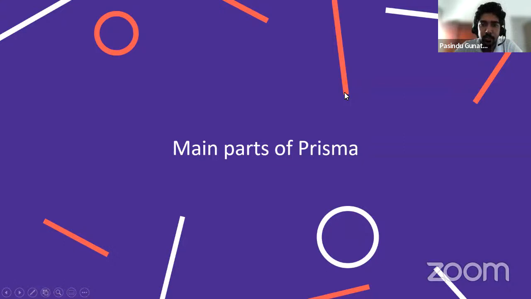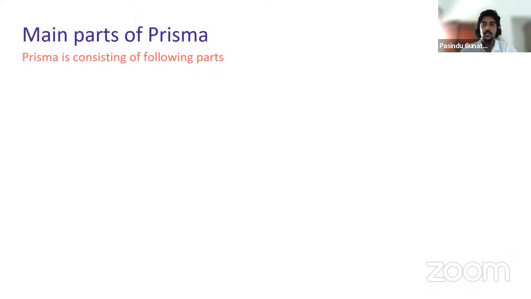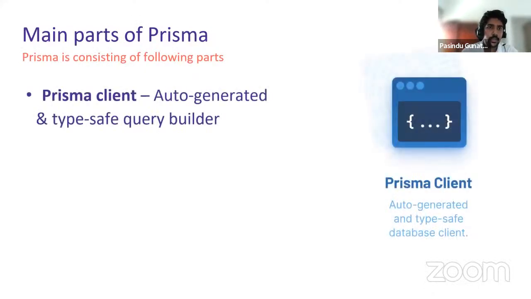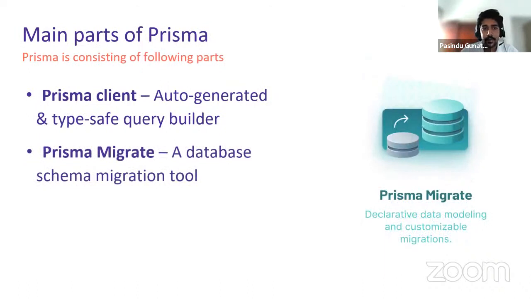So we are going to be talking about the main parts of Prisma. Prisma can be divided into three major components. One is Prisma Client. Prisma Client is an auto-generated and type-safe query builder. And then Prisma Migrate is a database schema migration tool.